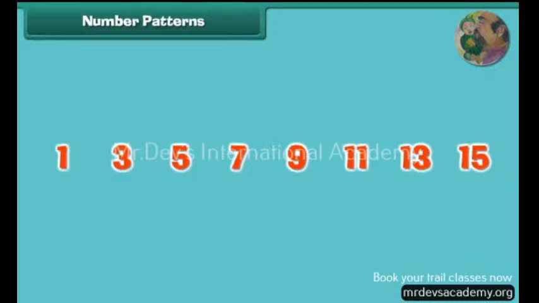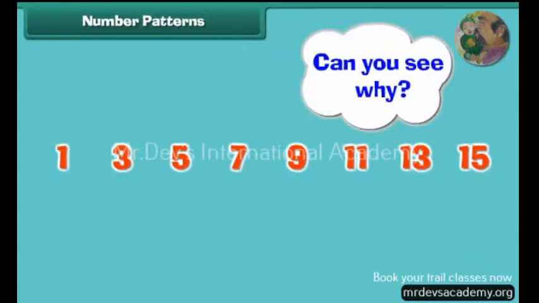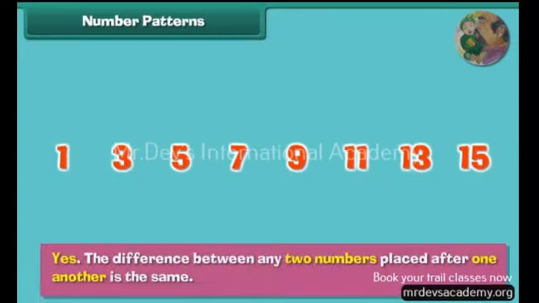Number patterns. There can be patterns in numbers as well. Let us look at 1, 3, 5, 7, 9, 11, 13, 15. The numbers are not the same. Still, we call it a pattern. Can you see why? Yes, the difference between any two numbers placed after one another is the same.